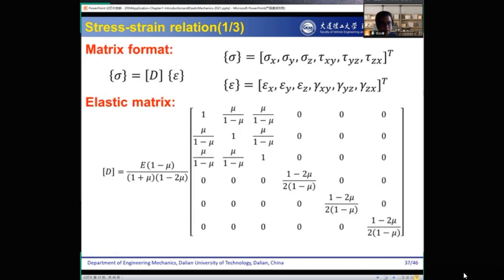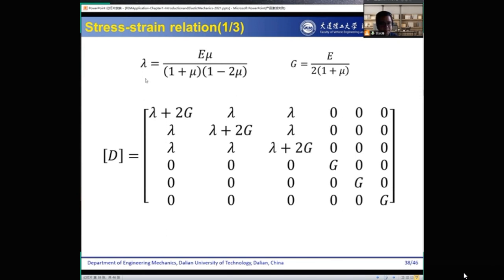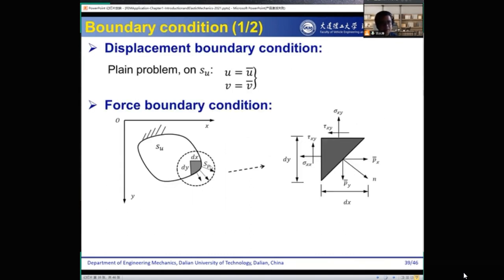Here there's another parameter lambda, and G is the definition, and this is the format in which it appears in the matrix. And the final part of this lecture, we will talk about the boundary conditions. There are two types of boundary condition.